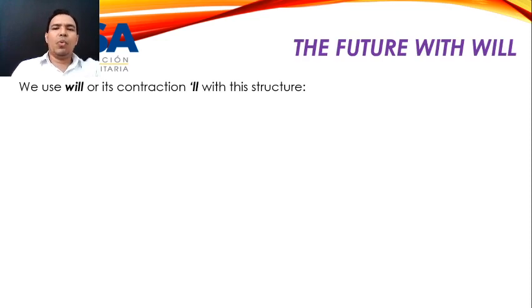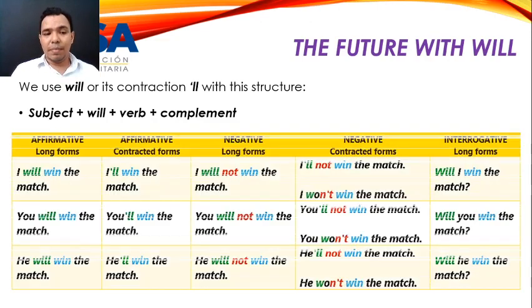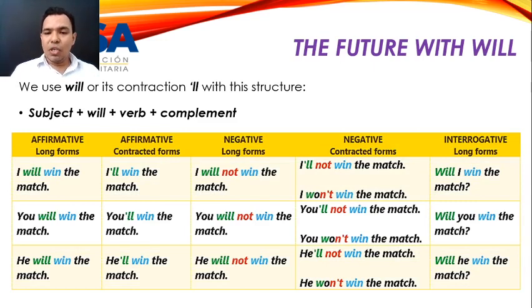Let's start with the future with will. We use will or its contraction 'll with this structure: the subject, that can be a pronoun or a proper name, Susan, Paola, Wendy, or he, she, I, we, plus will, plus a verb, plus a complement. In this chart, you can see the structure and some examples about affirmative, negative, and interrogative sentences with will.